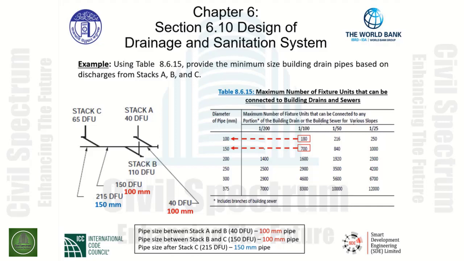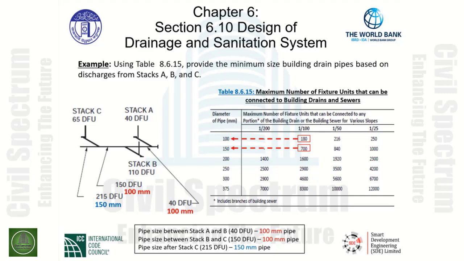We go to the value of 1 per 100 as a slope. From that point, we move downward to 180 fixture units. That satisfies 40 drainage fixture units. So from that point, we move horizontally to the left and size the segment of the building drainage pipe between stack A and stack B at 100 millimeters.